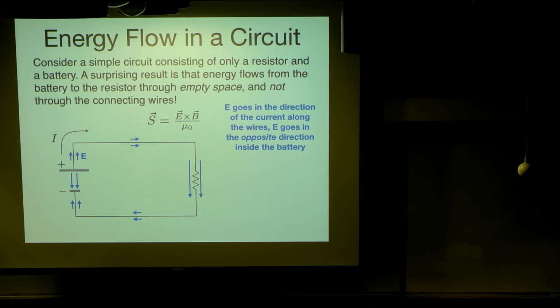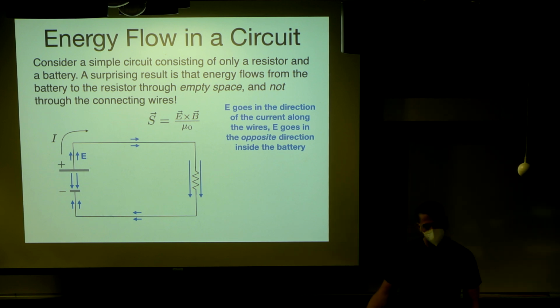What about the B field? What does the magnetic field look like? You guys remember? If we have some kind of current, how does the magnetic field direction relate to the current?